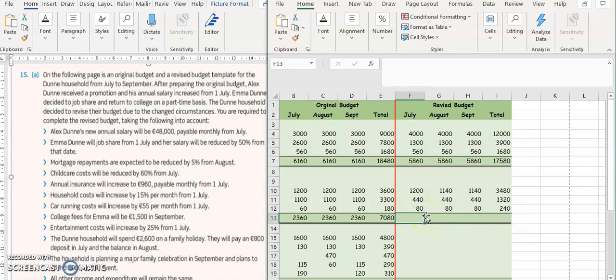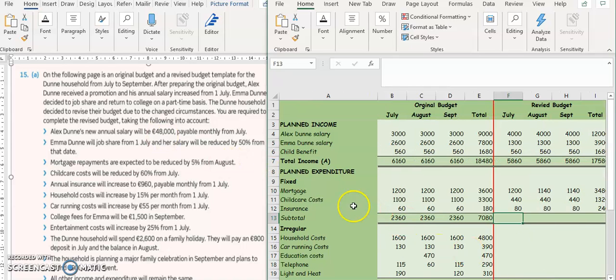So a couple of circumstances have changed. Circumstances have changed in relation to our mortgage. It's gone down in August by 5%. Childcare costs have gone down by 60%. And our insurance has gone up by 20% payable monthly. So then we get our totals for the column.